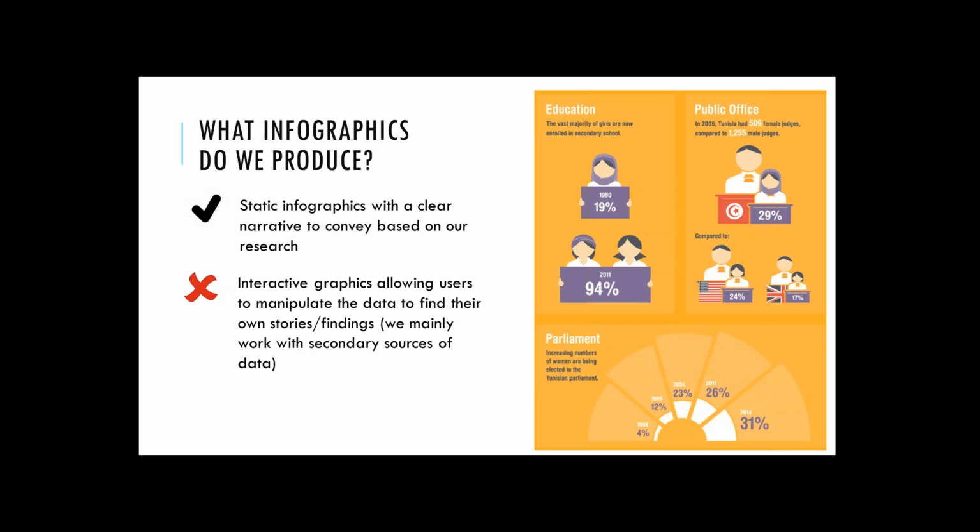The graphic on the right is a comparative infographic showing how many judges in Tunisia are female compared to male, and how this compares to both the US and the UK, which is quite favourable. And then the graphic at the bottom shows the increasing numbers of women who are being elected to the Tunisian parliament. And these three infographics sit together in the case study report, but we've divided them up separately for social media purposes. So we sent different tweets to showcase the graphic on education versus the graphic on the Tunisian parliament, for instance.